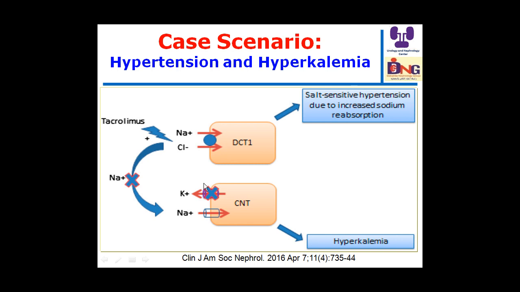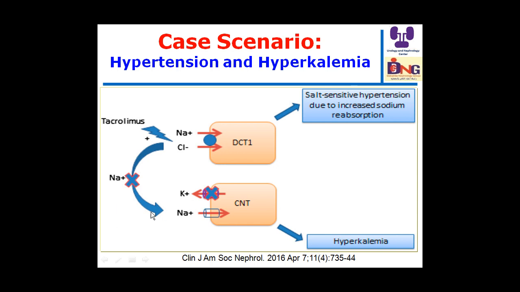After stimulation and increasing the activity of sodium chloride cotransporter, what happens? The sodium is retained, and this can lead to salt-sensitive hypertension. Okay, and with subsequent increasing the reabsorption of sodium, sodium reaching the collecting tubule is reduced. And the sodium reaching this site of the nephron is the main stimulus for potassium secretion. So what happens? Potassium will be retained, hyperkalemia.